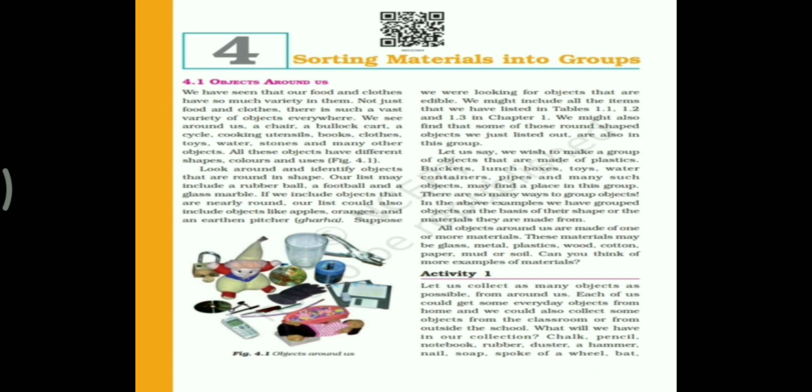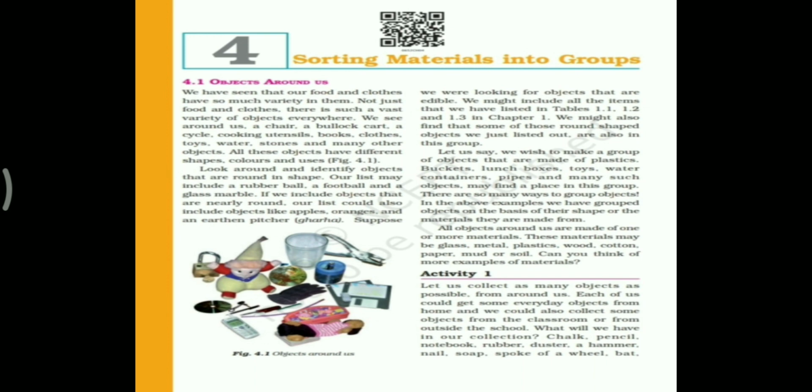So we have seen that our food and clothes have so much variety. Yes or no? We have already studied about the variety in food in chapter number 1, about the food and the food items. So not just food and clothes, there is also a great variety of objects every day. We see around us a chair, a cart, a cycle, cooking utensils, books, clothes, and so many things.